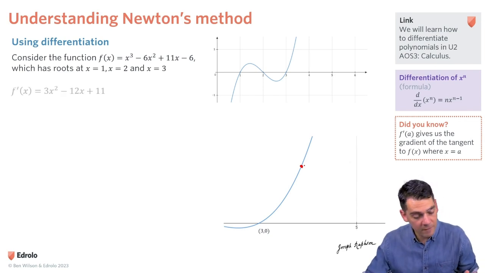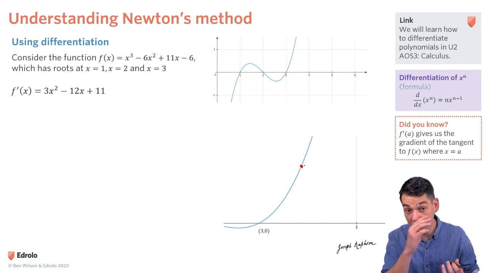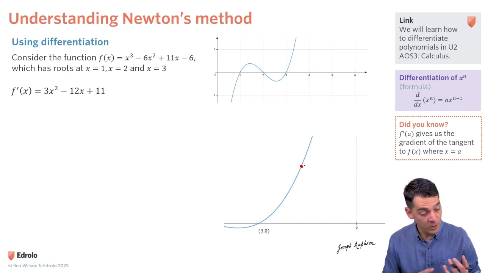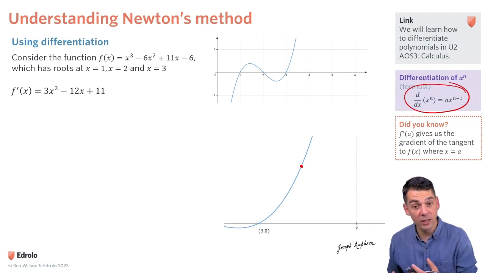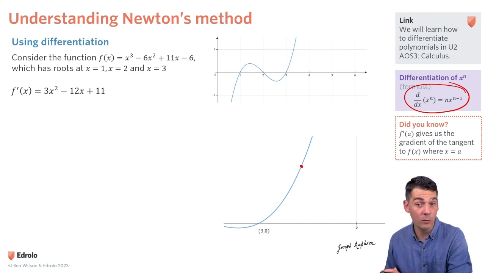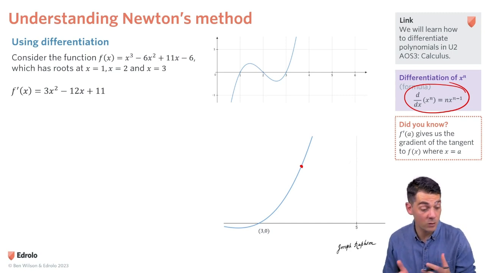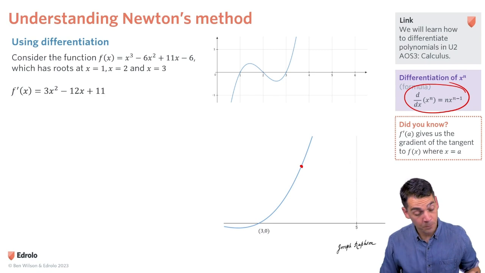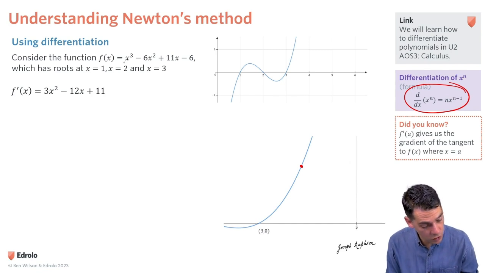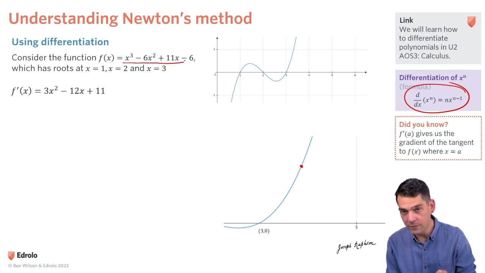So the derivative of x cubed minus 6x squared plus 11x minus 6 is that there. That is the derivative, 3x squared minus 12x plus 11. And that is how we differentiate polynomials. We're only going to be dealing with polynomials in this lesson. In fact, we're only going to be dealing with cubics. So if you've done the calculus area of study, you should know.